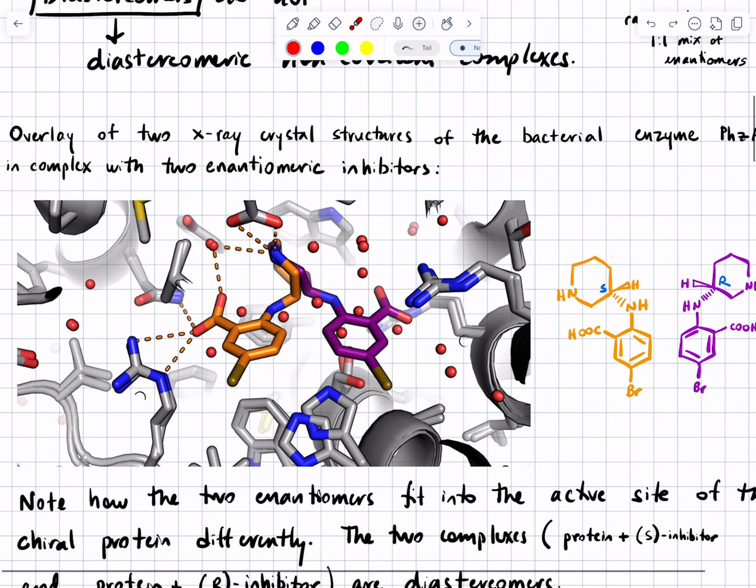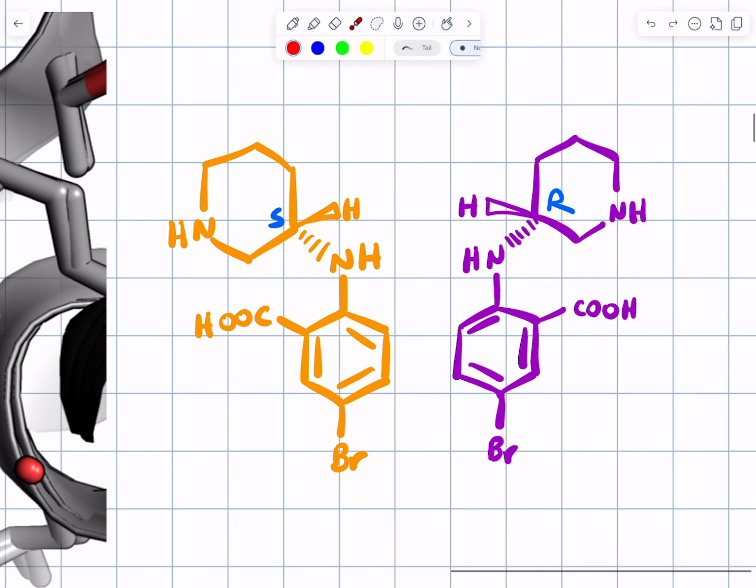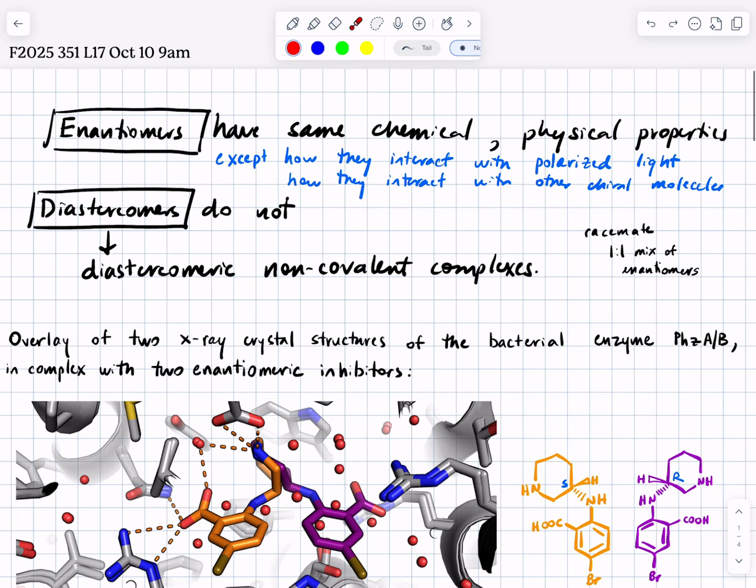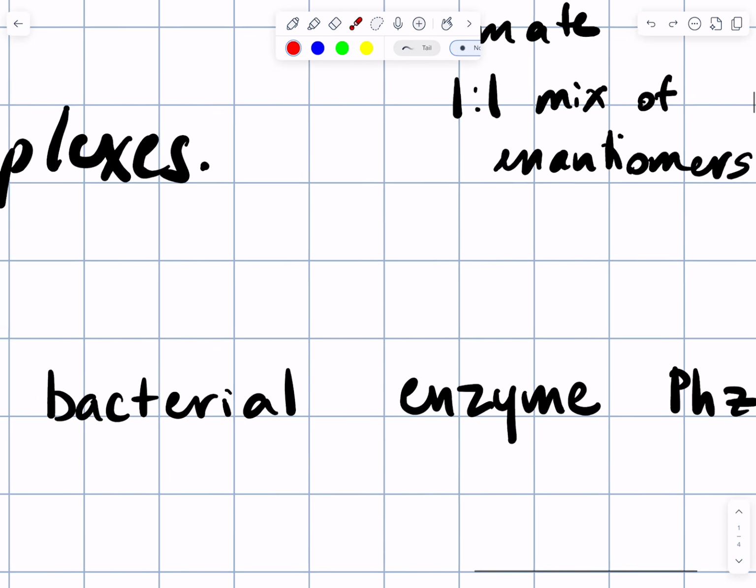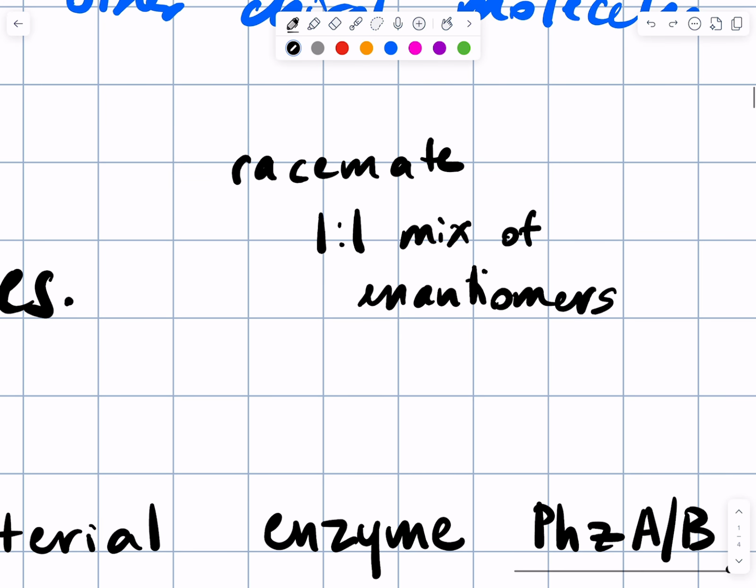But for what I'm about to say to make sense, you need to understand that it is often easier to make a one-to-one mixture of enantiomers than it is to make the pure enantiomer. We have a term for a one-to-one mixture of enantiomers. We call that a racemate, or a racemic mixture. A racemate is the 50-50 mixture of enantiomers.